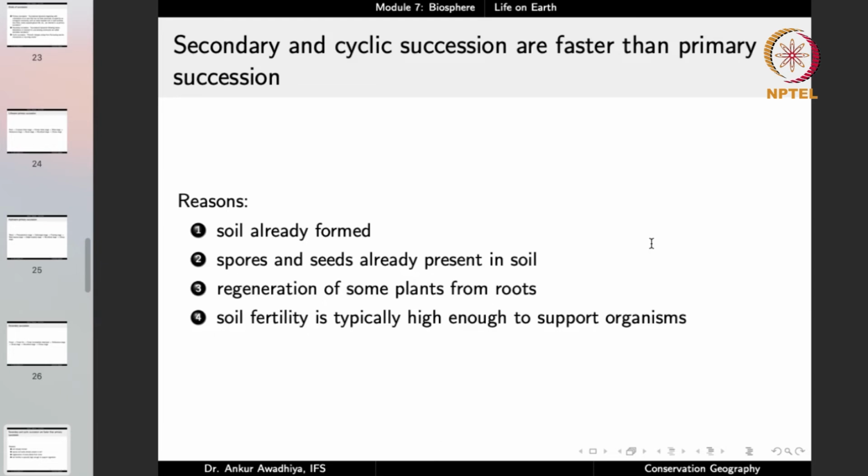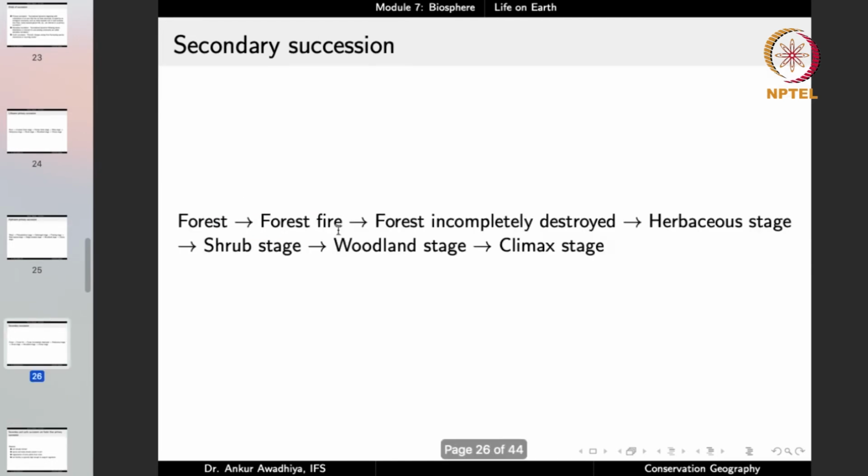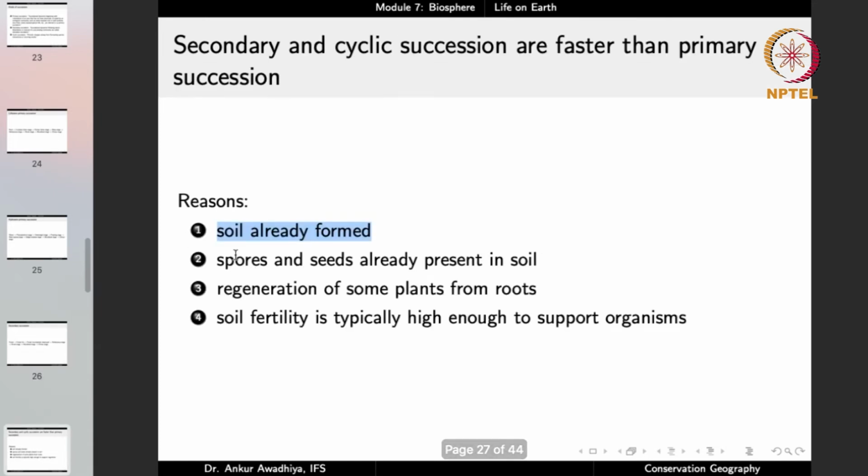Now typically the secondary and cyclic successions are faster than primary succession. Why? Because in secondary and cyclic successions, the soil is already there. So soil formation does not need to happen afresh. When there was the forest fire, the plants were killed, the animals were killed, but the soil remained in the area. And because we do not have to have a new formation of soil, secondary and cyclic successions will be typically much faster.